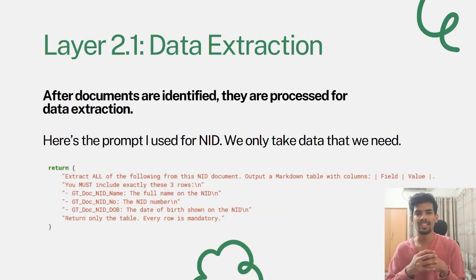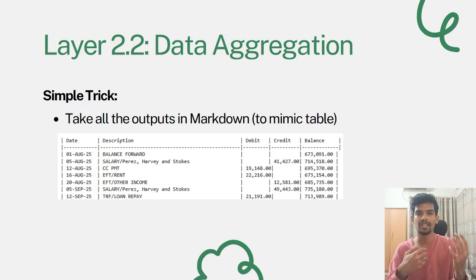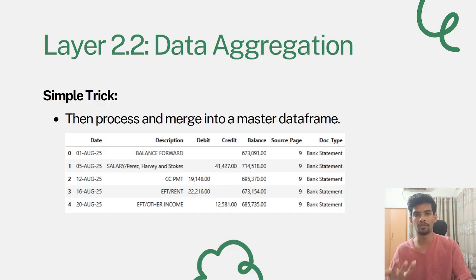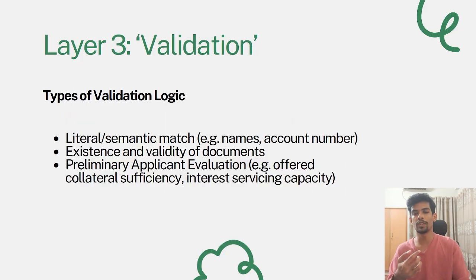The second layer is extraction. All you do is prompt the model that you want XYZ data from XYZ documents, and that's it. Next up, in the aggregation layer, you aggregate the extracted data. I intentionally extracted in a markdown format so that it's easier to convert into a pandas data frame, where calculation becomes easier.